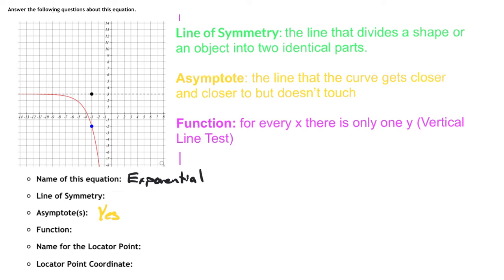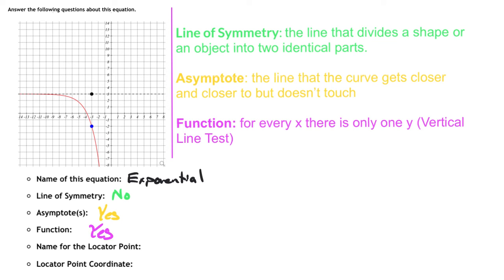As far as a line of symmetry is concerned, no, there is no part that divides it into half. But yes, this is a function because if you were to pass a vertical line through it, it is only going to touch the graph at one particular spot. And so, yes, this is a function.